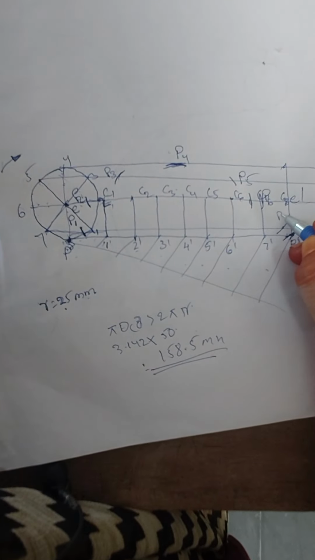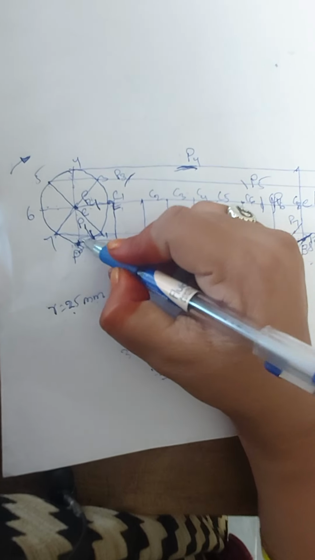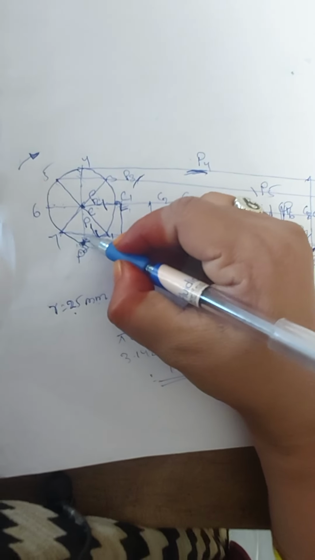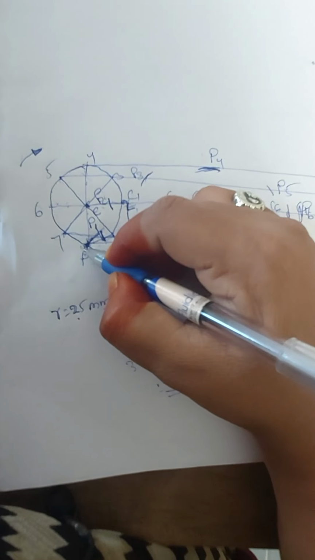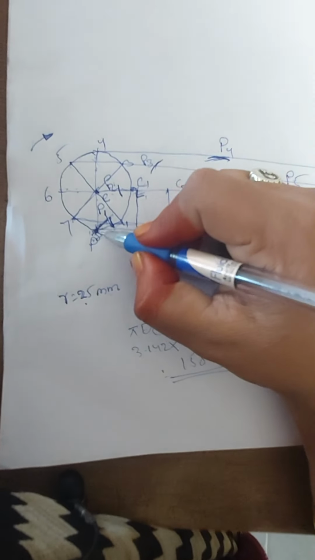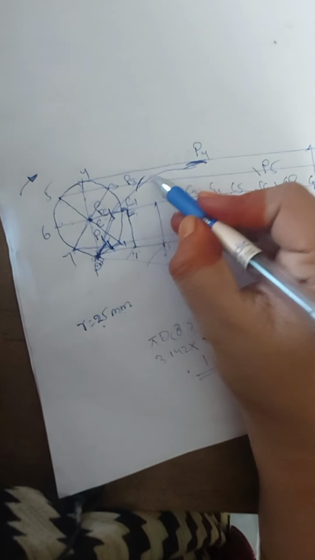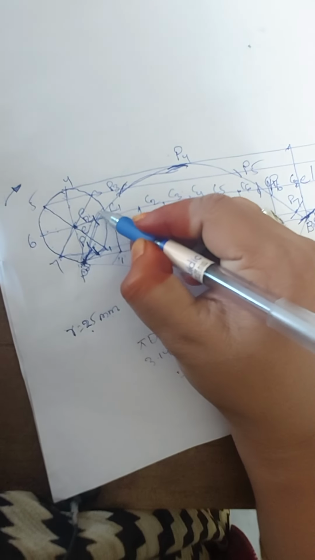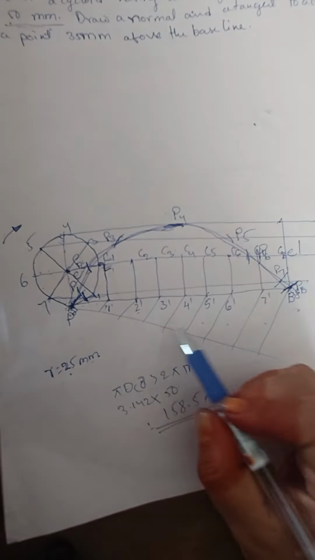So now after drawing all the arcs, name the points P1, P2, P3, P4, P5, P6, P7, P8. Now join all the points P1, P2, etc. from the point P. Why from the point P? Because P is the starting position of the circle when it starts rolling. So now join P1 to P2 and P2 to P3 to form a smooth cycloidal curve. To form a smooth cycloidal curve, join all the points continually.